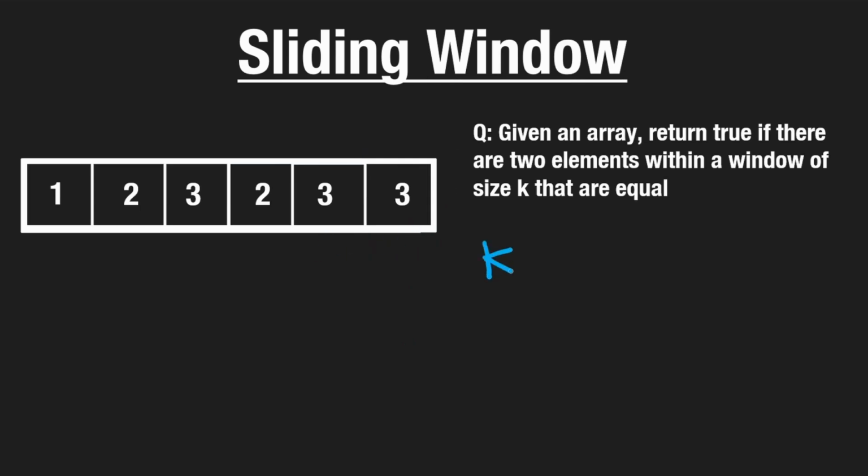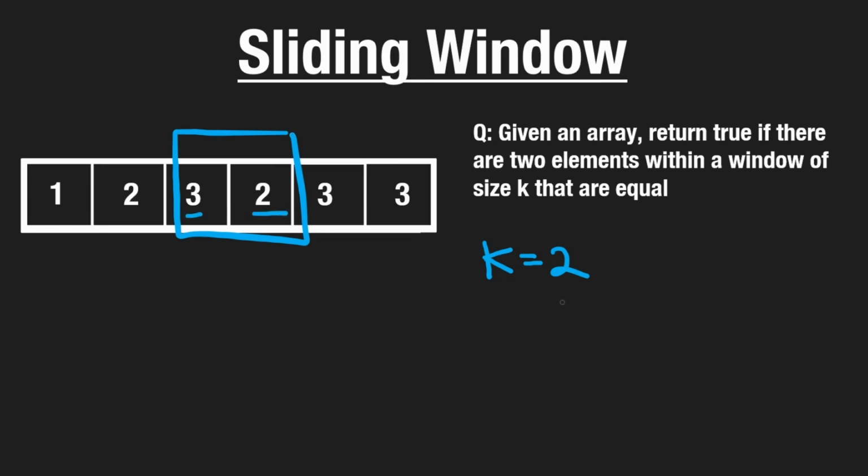Now suppose our k is 2. What would the answer be for this example array, and how would we determine the answer? Well, the brute force would be to look at every window of size k. So this is one window. Are these two values the same? Nope. This is another window. Are these two values the same? Nope. This is another window. Are these two values the same?